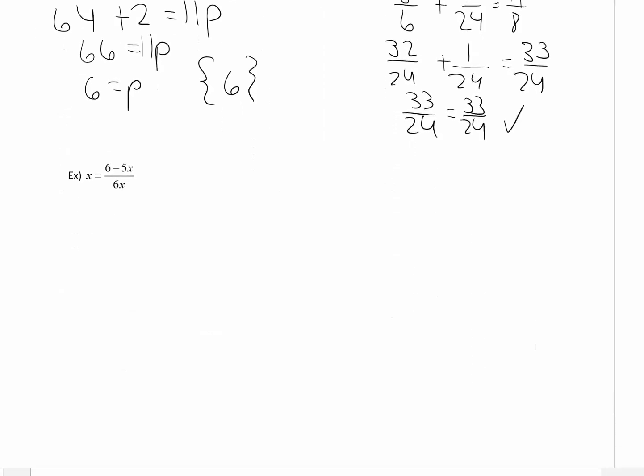Okay, let's take a look at another example. So again, you have a variable in the denominator. What value of x would make that denominator 0? Well, in this case, it would be 0 because 6 times 0 is 0. So again, I don't want x to be 0. All right, now let's get rid of the fraction. There's only one denominator in this case, and it's 6x. So we're going to multiply both sides by 6x.